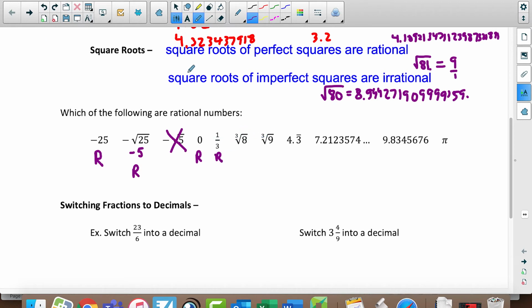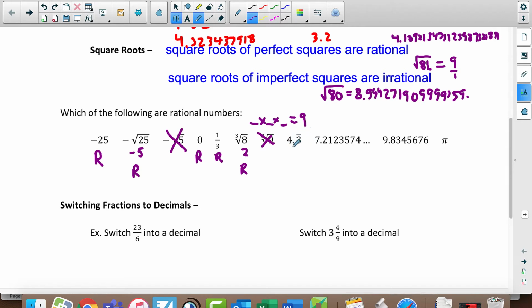Cube root of 8. Now, I didn't talk about cube roots of 8 up here, but I bet we can figure this out. Is 8 a perfect cube? Is there a number that multiplies by itself 3 times to get 8? Sure is. That number is 2. 2 times 2 times 2 is 8. So 2 is definitely rational. How about the cube root of 9? Is there a number that multiplies by itself 3 times and gives you 9? There is not a whole number that does that. Don't say 3. 3 times 3 times 3 does not equal 9. It equals 27. This doesn't work. This is not a perfect cube, so it's irrational.